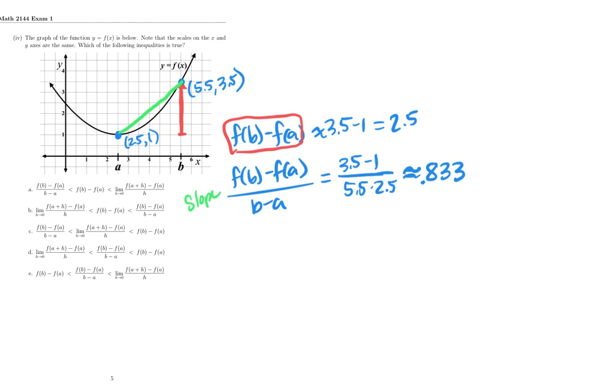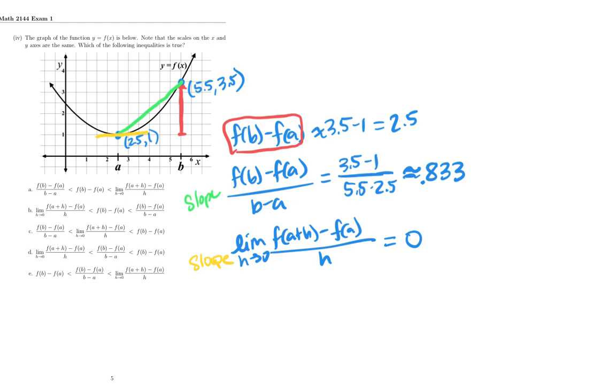And then the limit as h goes to 0 of f of a plus h minus f of a over h, that would be the slope of the tangent line to the graph at A. So if I drew in a tangent line there, well, that's just actually 0. So it's the slope of that yellow line. And I can just see from the graph that that is going to be a slope 0. The slope of that yellow line is going to be 0.